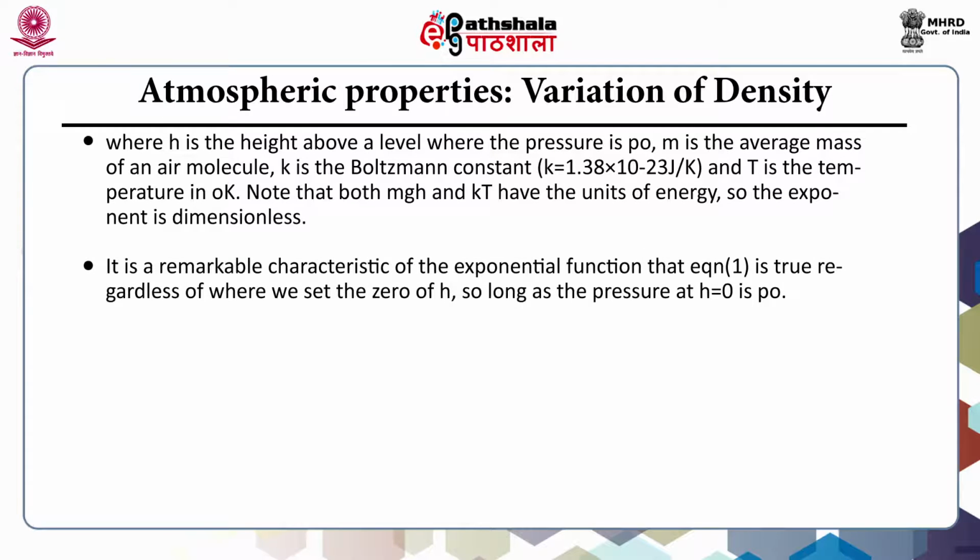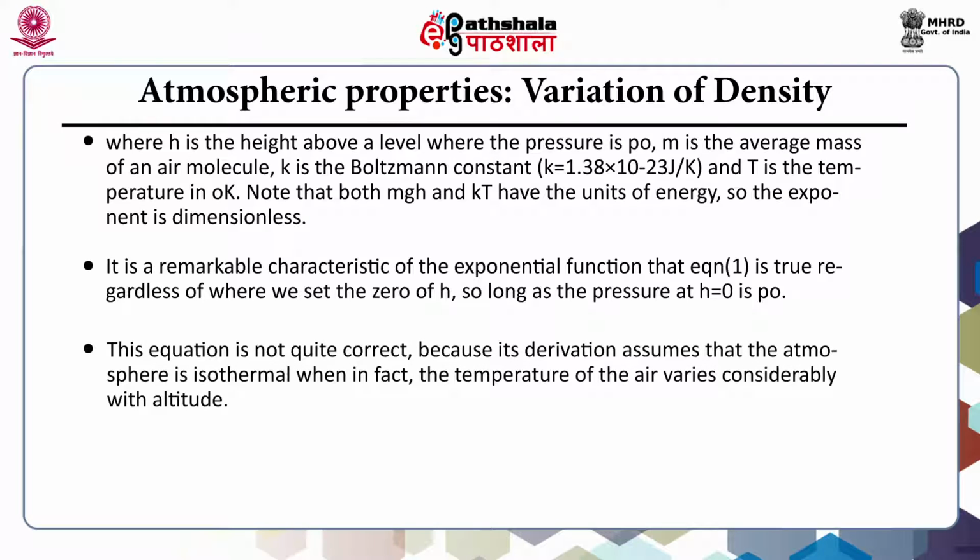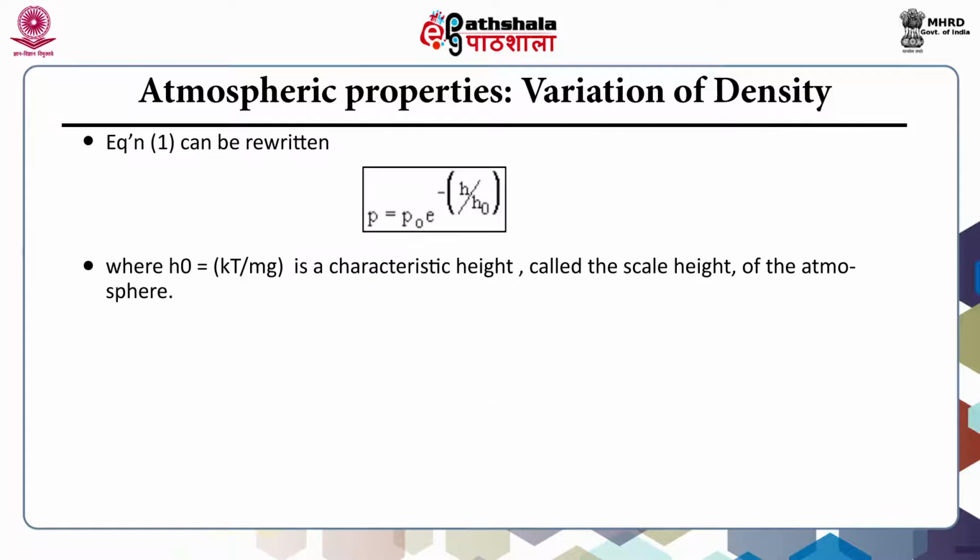This equation is true regardless of where we set the zero of h, so long as the pressure at h = 0 is P0. This equation is not quite correct because its derivation assumes that the atmosphere is isothermal, when in fact the temperature of the air varies considerably with altitude. This equation can be rewritten as P = P0 e^(-h/h0), where h0 = kT/mg, which is a characteristic height called the scale height of the atmosphere.